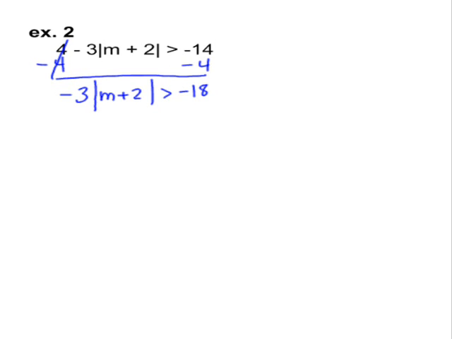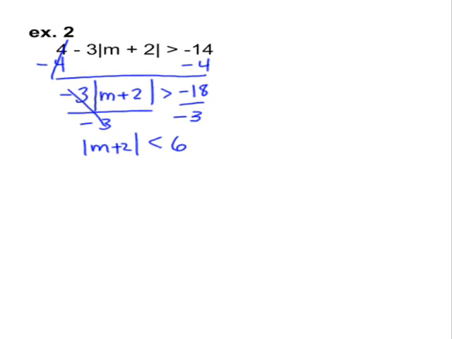That negative 3 is multiplying times the absolute value, so let's do the opposite and divide. Now I'm dividing by a negative, so we're going to have to flip our inequality over, and we've got absolute value of m plus 2 is less than... negative 18 divided by negative 3 is positive 6. Okay, that's step number 1, isolating the absolute value.